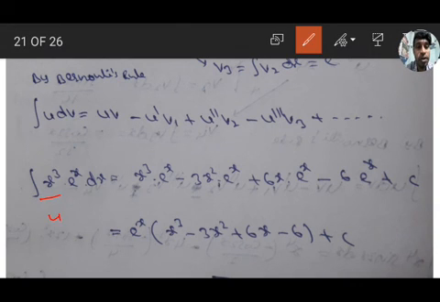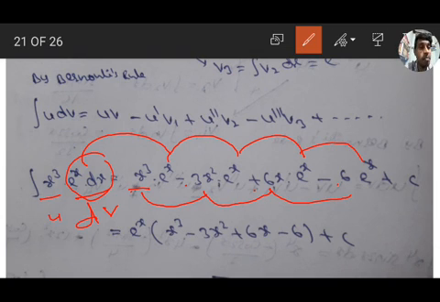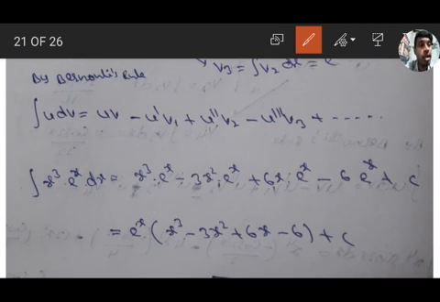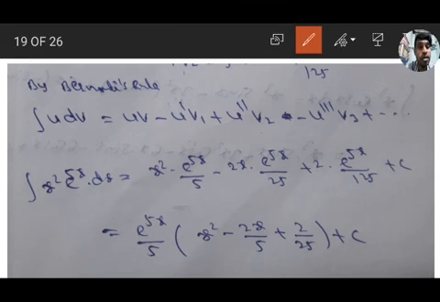u equal to x cube, dv equal to the second function. This method is useful in entrance exams, any entrance exam. For u, x cube, its derivative is 3x square, its derivative is 6x, and the derivative of 6x is 6, with alternating positive and negative signs. Next, the integration of e to the power of x is e to the power of x, and it will be the same every time. Let us see the next problem.